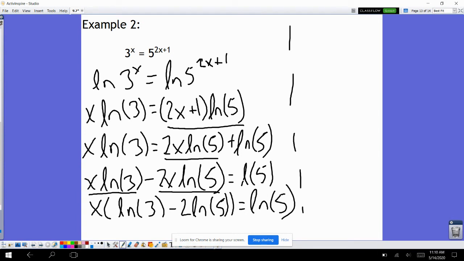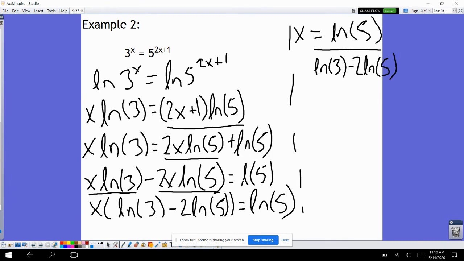And then if we want to solve for x, well, how do we undo multiplication? Division. So it's going to be x is equal to the natural log of 5 divided by the natural log of 3 minus 2 times the natural log of 5. And again, this here is your exact answer.